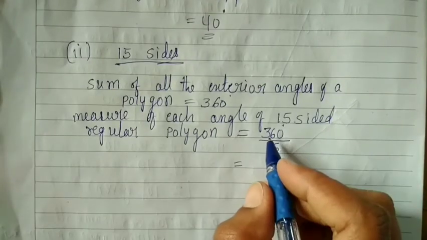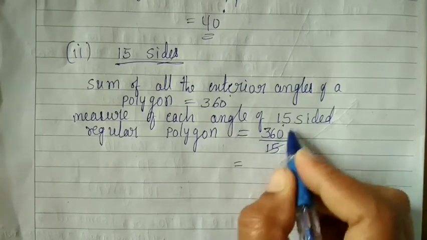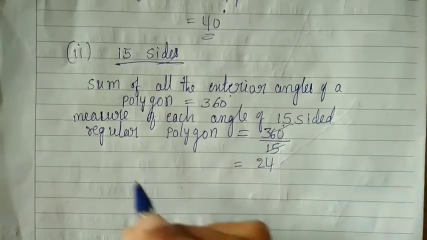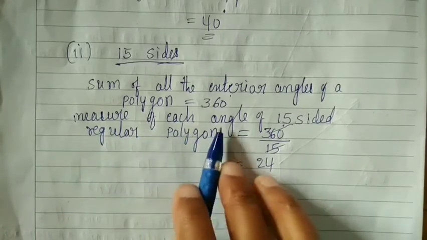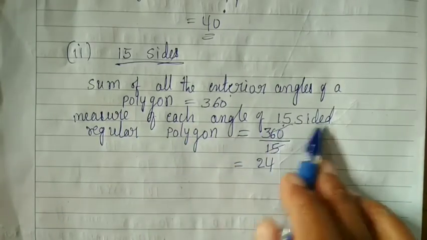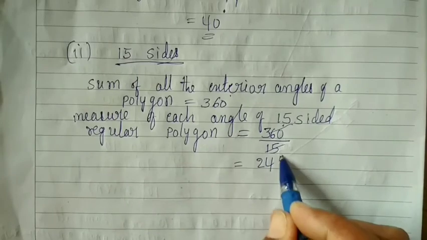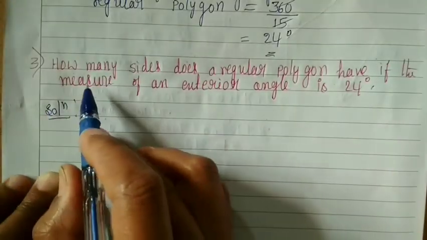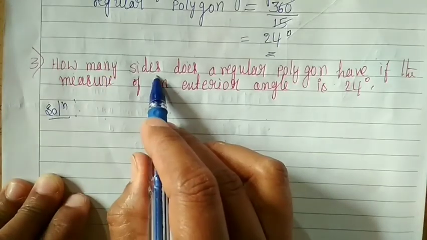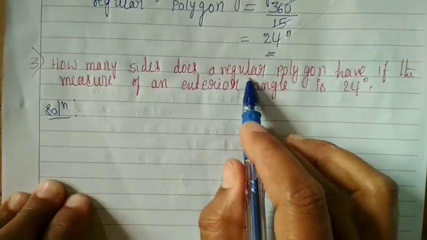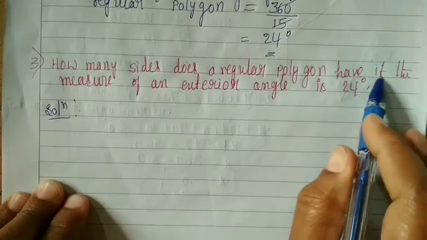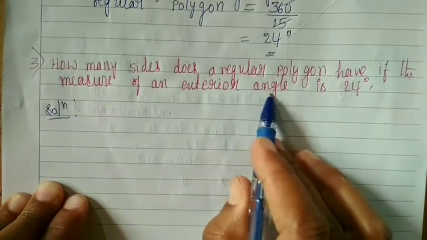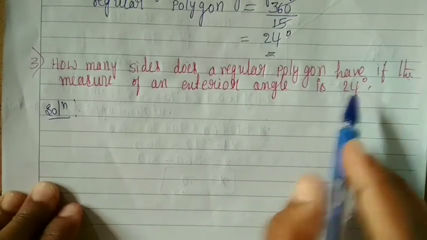So, it is equal to 24 degree. Therefore, measure of each angle of 15-sided regular polygon is 24 degree. Third problem, how many sides does a regular polygon have if the measure of an exterior angle is 24 degree?